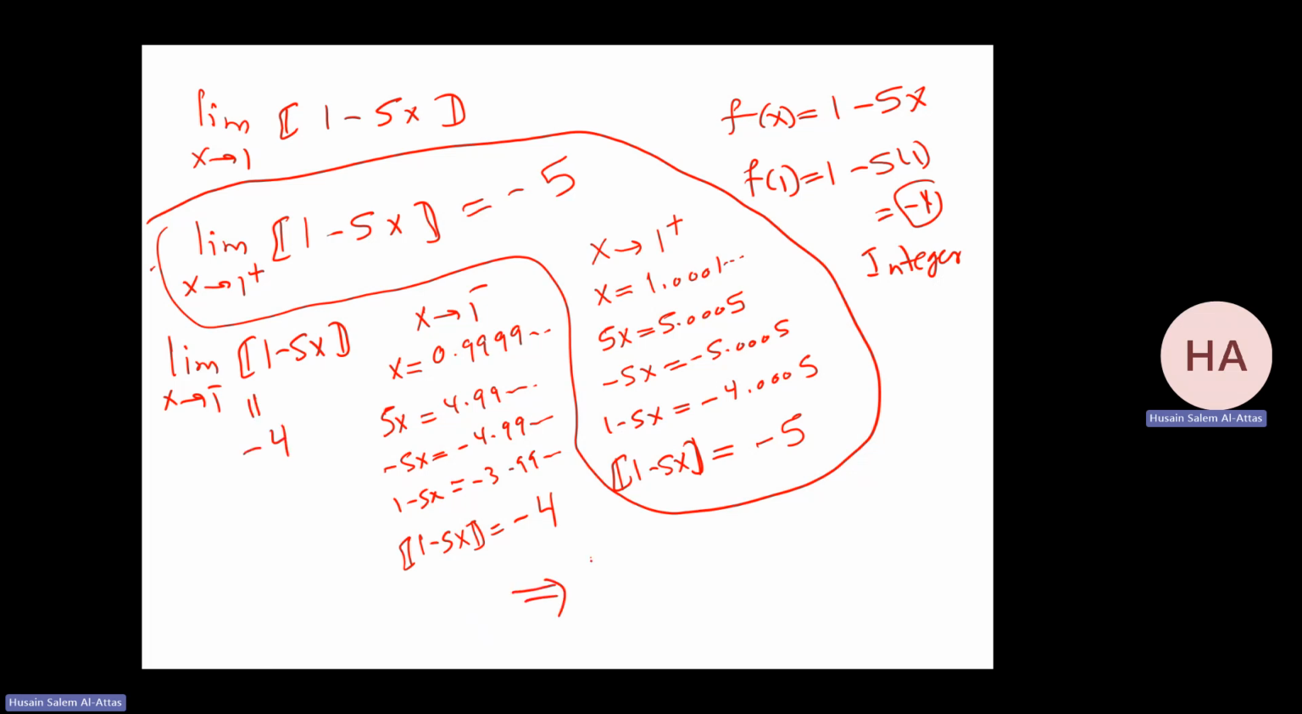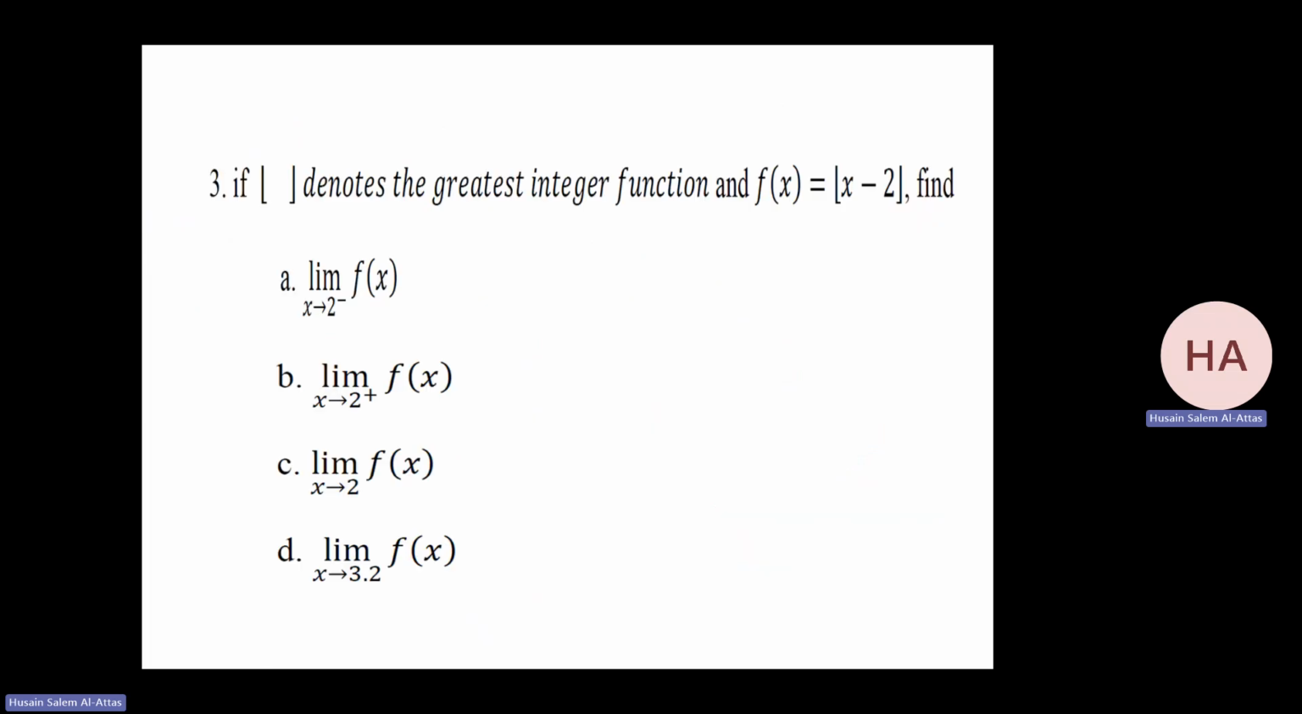So that means the limit as x goes to 1 of the greatest integer of 1 minus 5x does not exist because left is not equal to right. I wish it's clear. And this, I think, is an easier way to do it. Let us do this one: x minus 2. I want to do x goes to 2 from the left. Yeah, this will be easier.